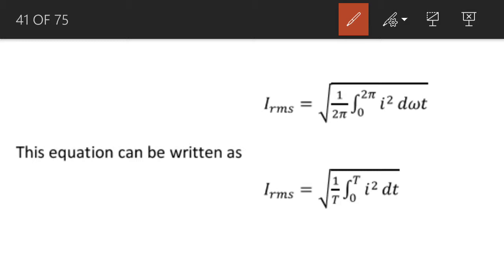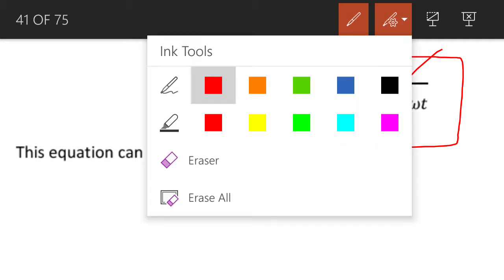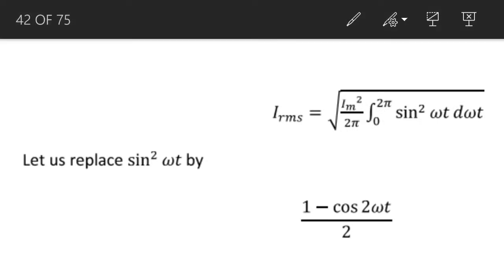So we consider this equation now, and we put the value of the AC current in this particular equation. We know that the AC current is a time varying current. This current varies sinusoidally with respect to time. We know the equation of this particular current: this current is equal to Im sine omega t. So let us put the value of this AC current in this particular equation, and we obtain this equation.